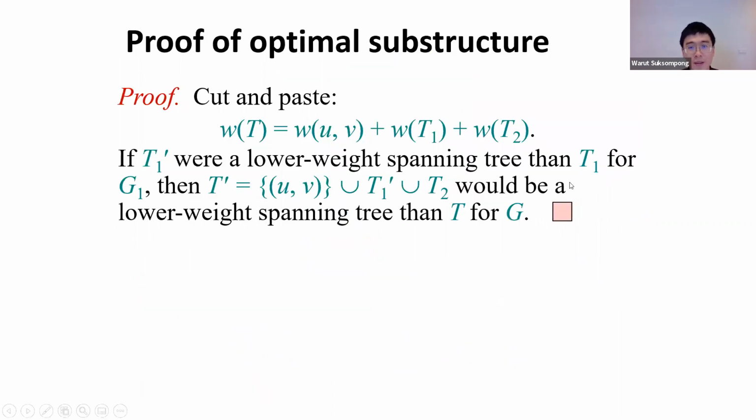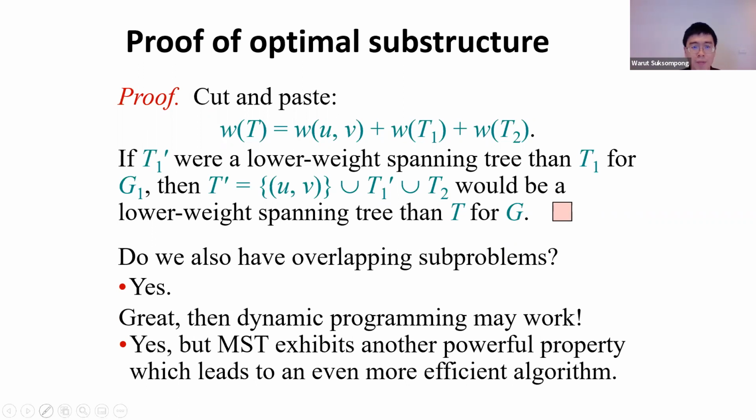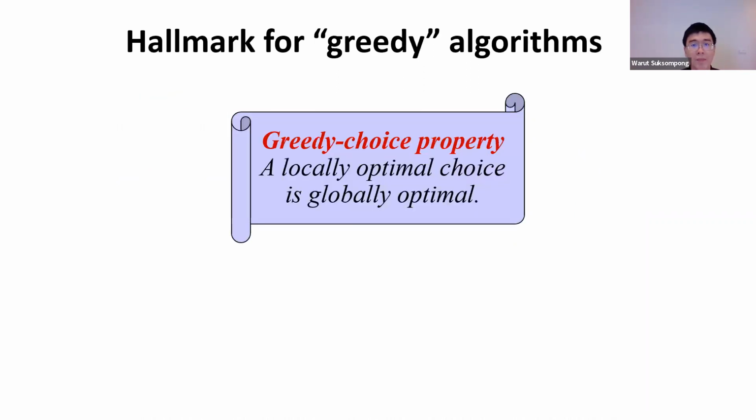So that's what this proof is saying. And now, do we have overlapping subproblems? So we do, right? I mean, we can take any subset of the vertices, which gives us a subproblem: what's the minimum spanning tree of that set. But in this case, we can do better than just dynamic programming, because there's another kind of structure, another property going on that allows us to use a greedy algorithm.